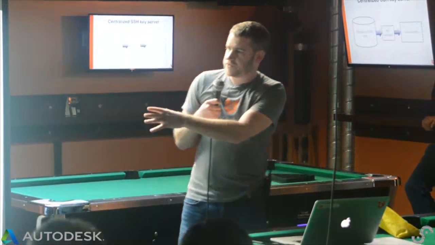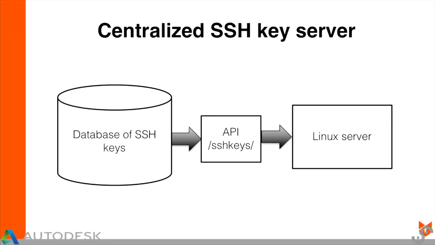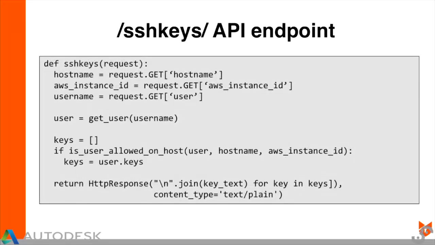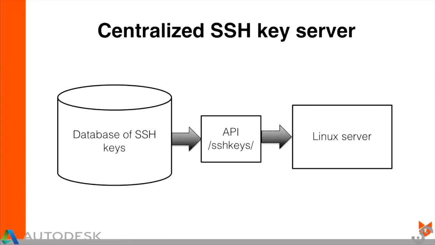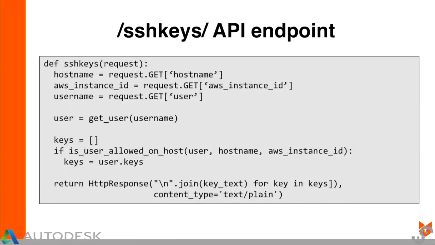So here's our new diagram. We've got an API in between the Linux server and the SSH key database. And here's what that endpoint looks like. Pretty simple. Grab those variables we just passed in, get the user from the database, and decide: is this user allowed on the host that just made this request? Pretty straightforward. If so, return the keys in this format. It's just like it was reading the file on disk, but it came from that script, and it's returned as an HTTP response. This is Django-ish, could be Flask, could be Node, could be whatever you like to write APIs in.